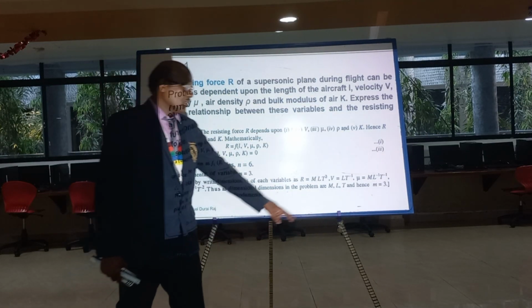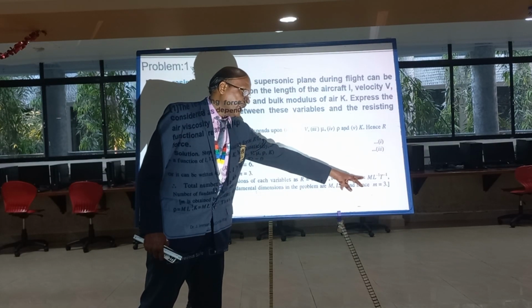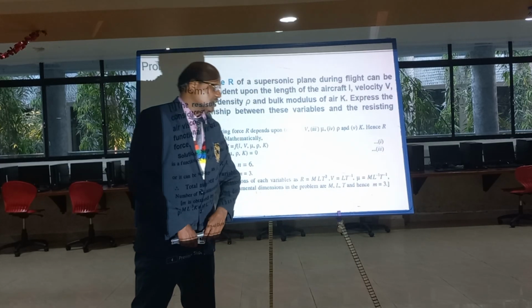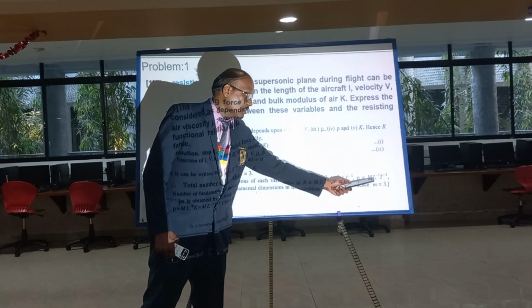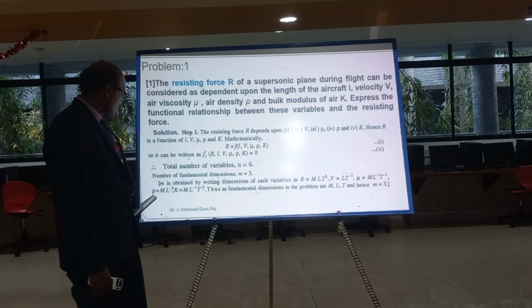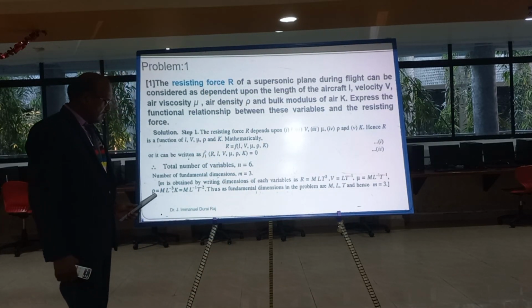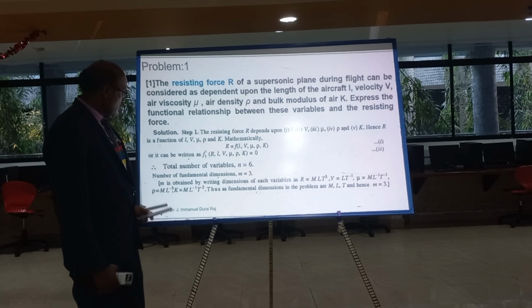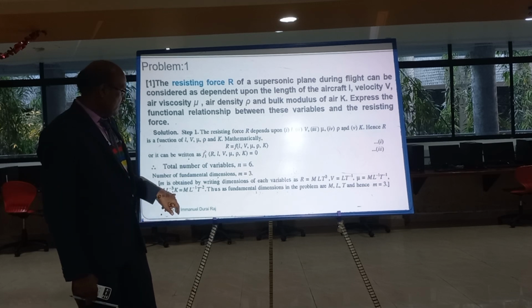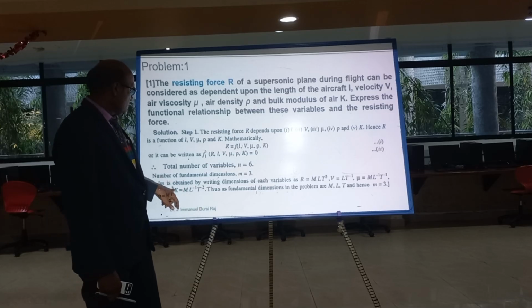Viscosity is Newton meter per second square, or kg per meter second. Kg is M, per meter second is L, so kg per meter second. Similarly, if you have density, kg per meter cube. So kg is M, per meter cube is L power minus 3. Then K is the bulk modulus, so Newton per meter square.